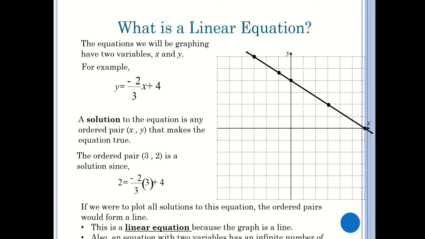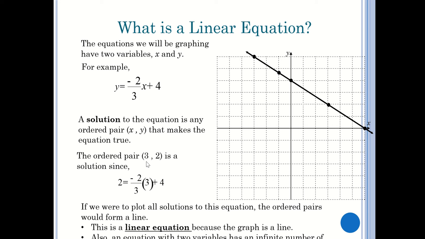The equations we'll be graphing have two variables, x and y. We've been graphing these already using IXL, but we're going to use paper and pencil, or a worksheet and a graph, to graph them today rather than the computer. For example, y equals -2/3 multiplied by x plus 4. A solution to the equation is any ordered pair x and y that makes the equation true.